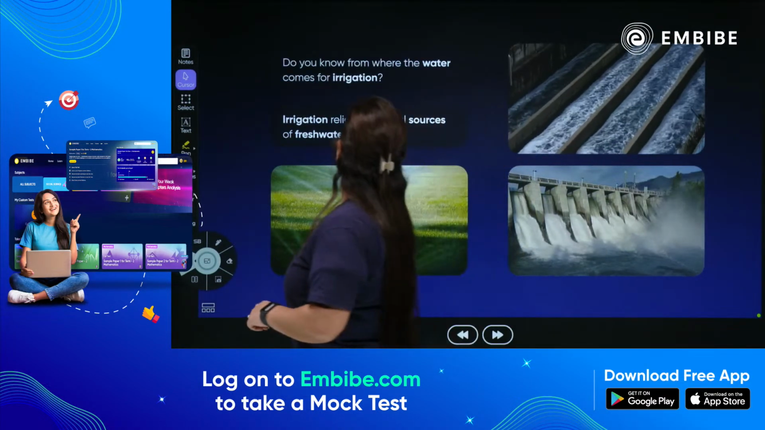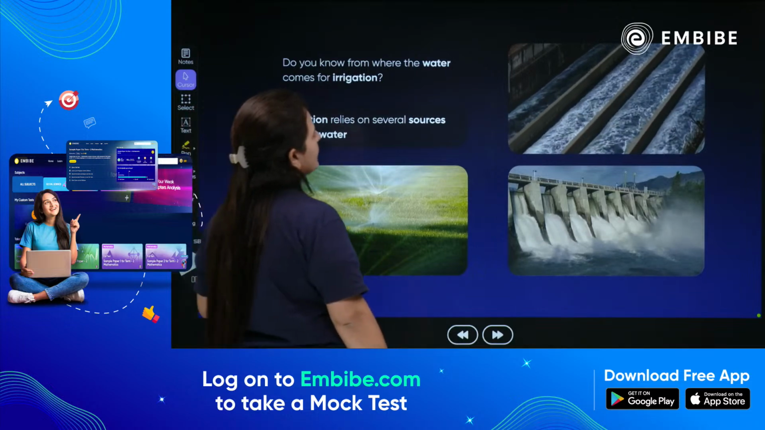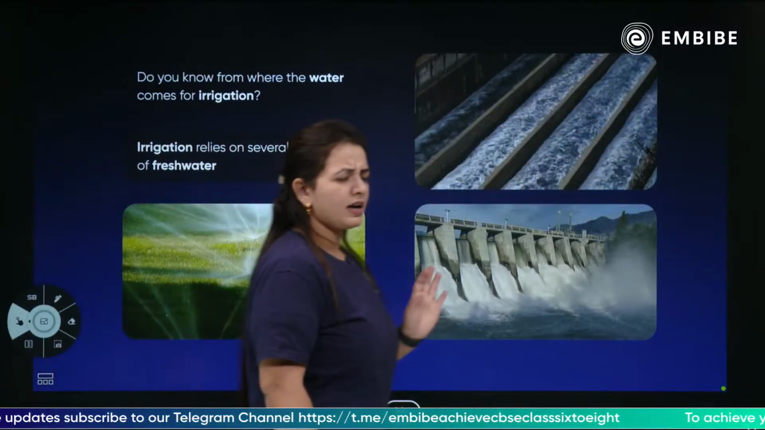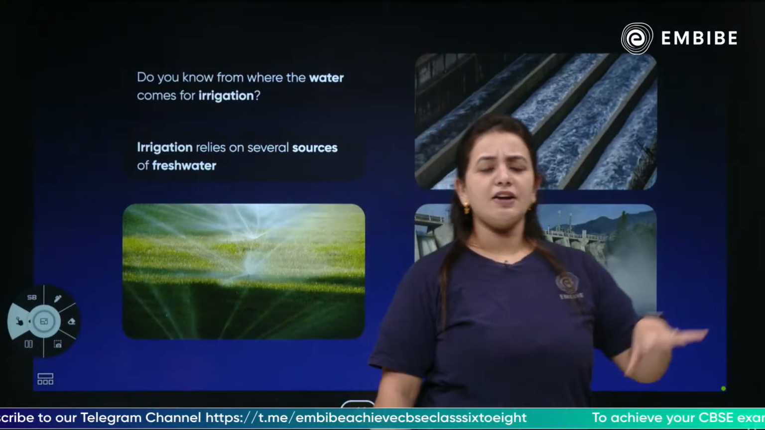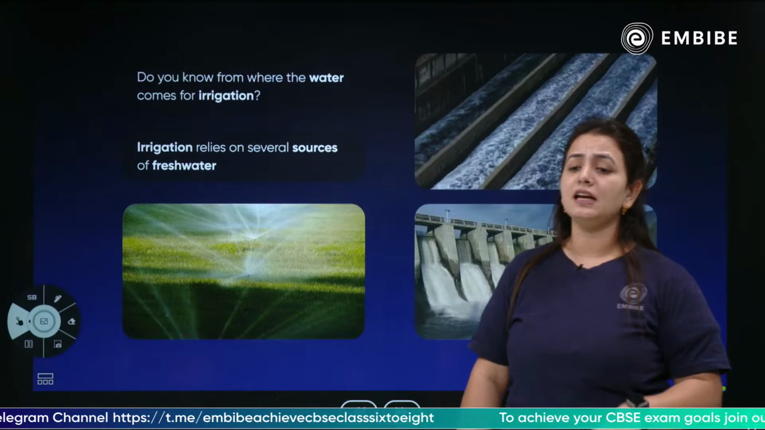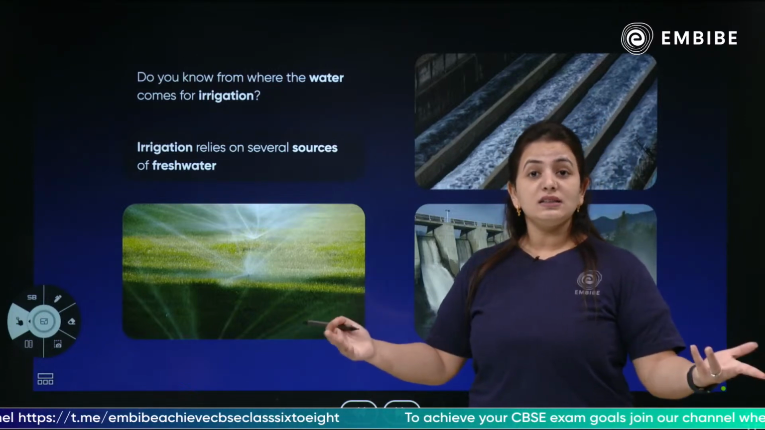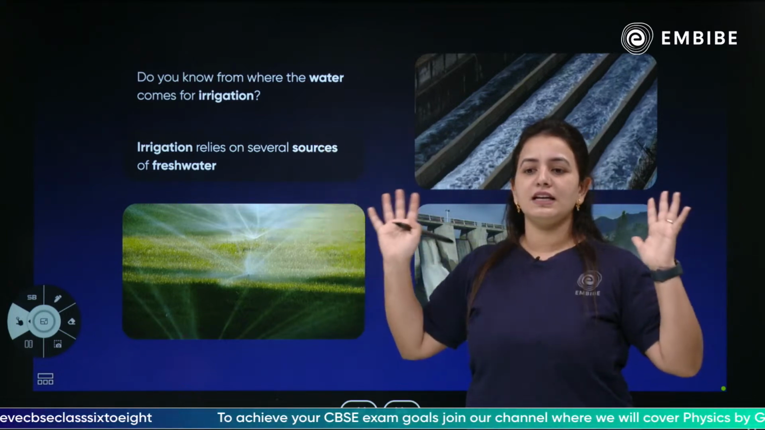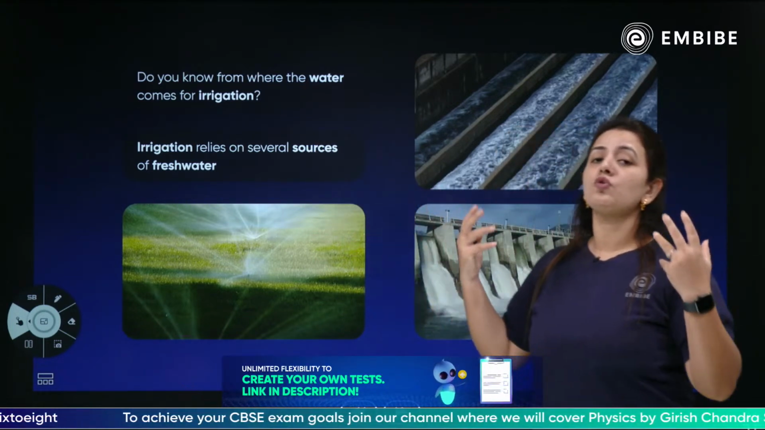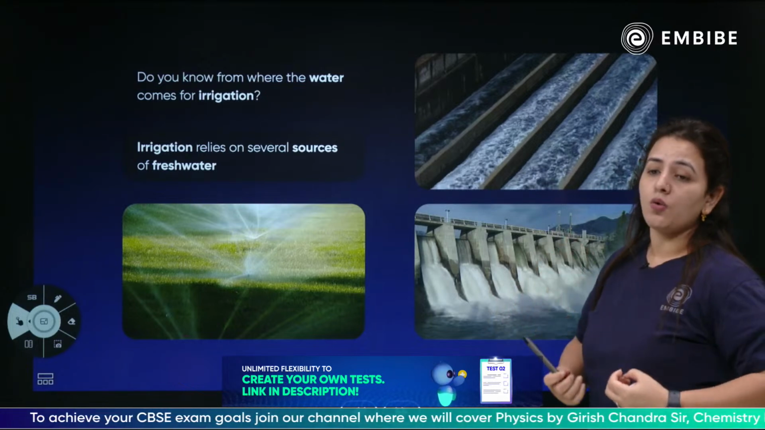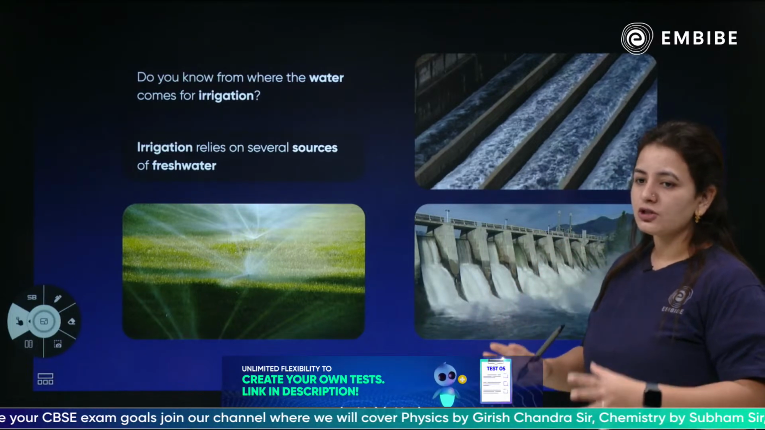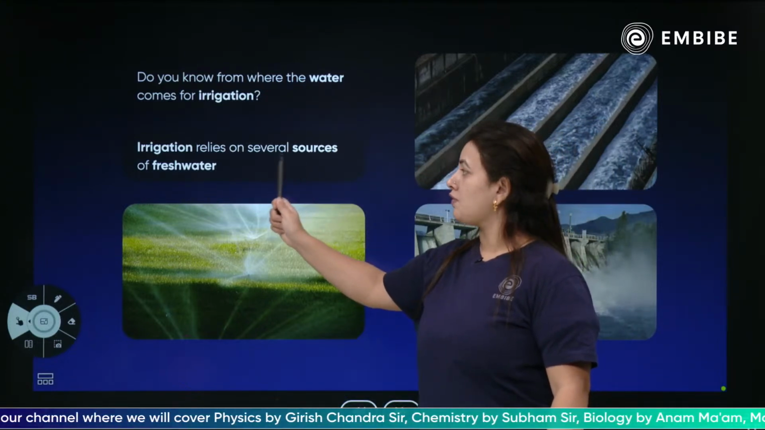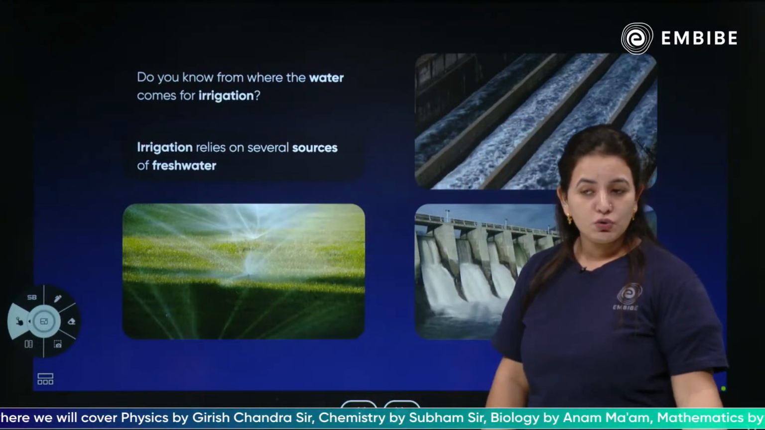Do you know where the water for irrigation comes from? Irrigation relies on several sources of fresh water. I am continuously telling you that we need water for irrigation. But you have seen a farmland, it is complete land over there. So how do we get the water to the farms? Irrigation totally relies on sources of fresh water. We cannot use marine water.